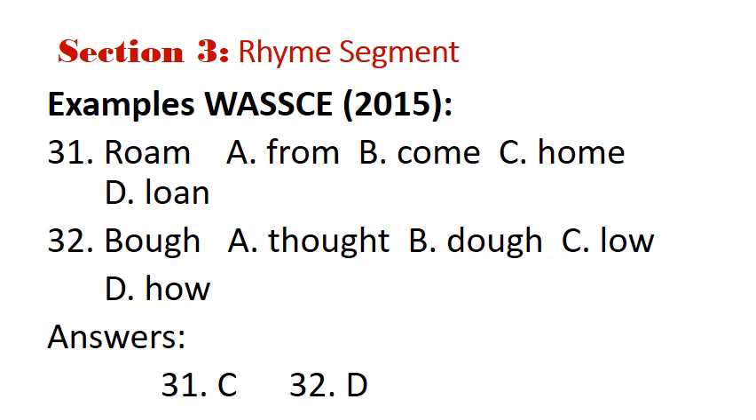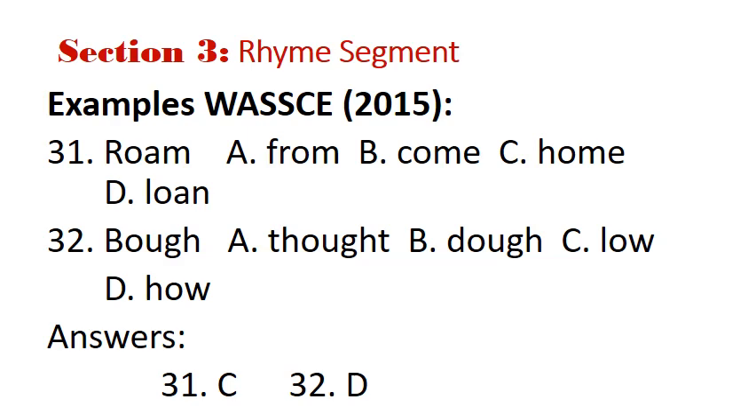So what do we have here? We move to the consonants after the vowel. For C, we have home, and for D, we have loan. What was given to us? Roam. C matches what is given in the word. So our answer in this case would be option C.